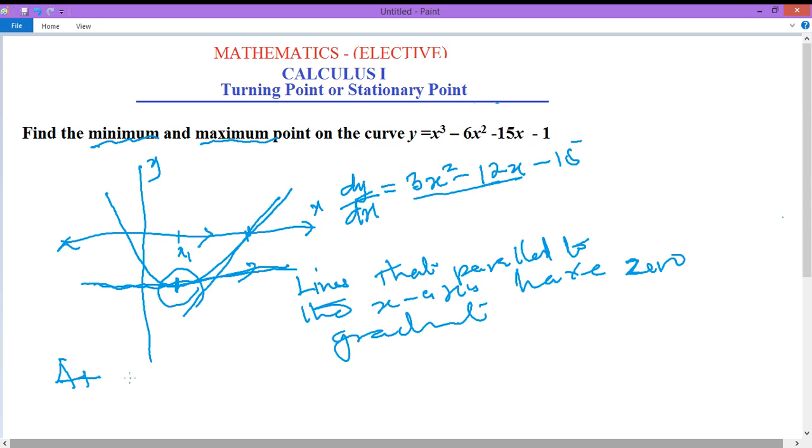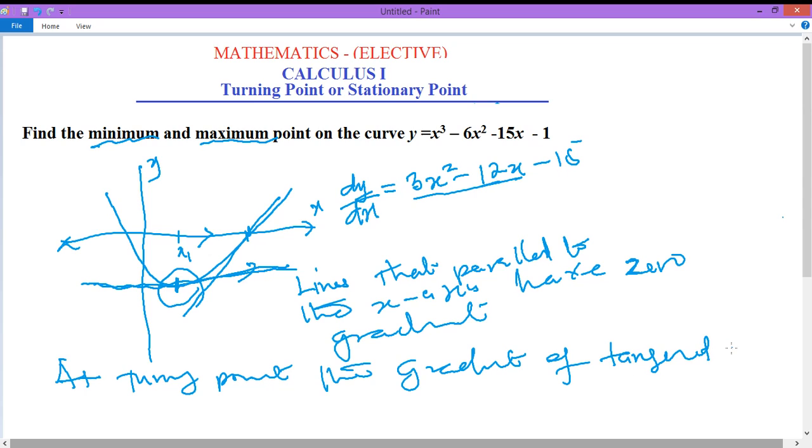At the turning point, the gradient of the tangent is equal to what? Zero. Which means this also translates into the fact that at the turning point, dy over dx, the gradient function, is equal to zero.